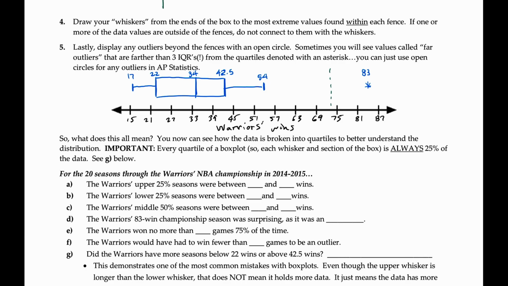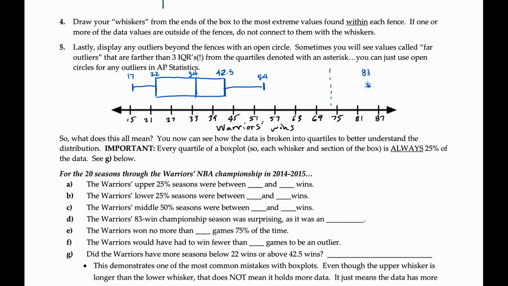So to show that, why don't we look at some questions that will allow us to see the usefulness of a box plot. I'll do some of them, and then why don't you actually finish them out as we go along. I'll help you out. First one: these 20 seasons here, the Warriors' upper 25% seasons were between blank and blank wins. Do you think you know what it is?